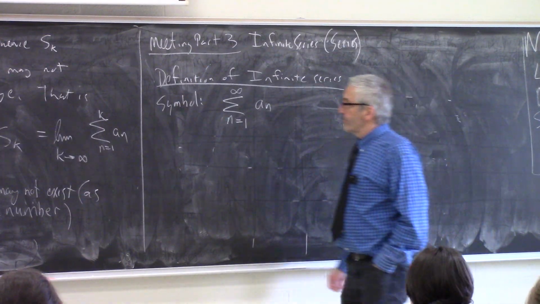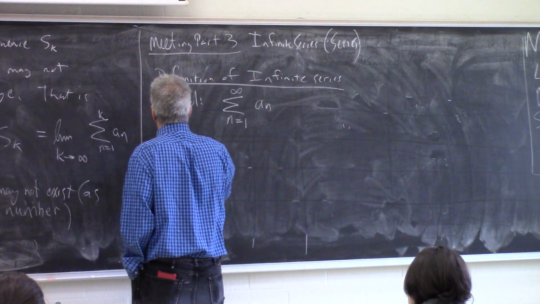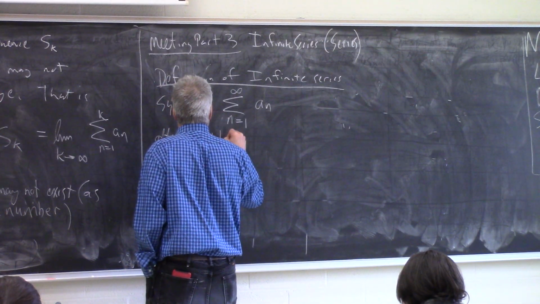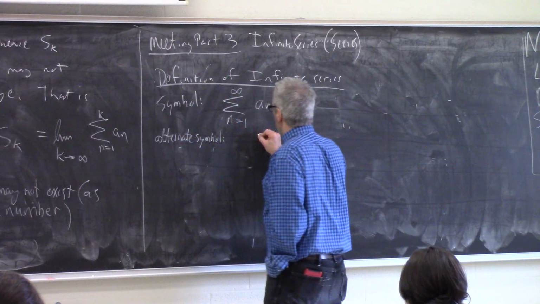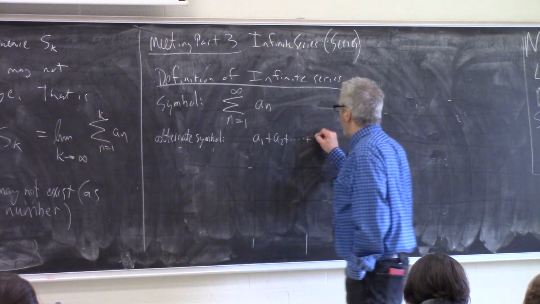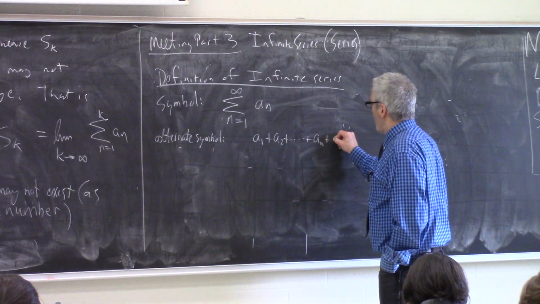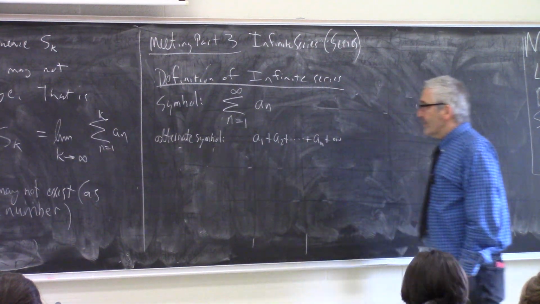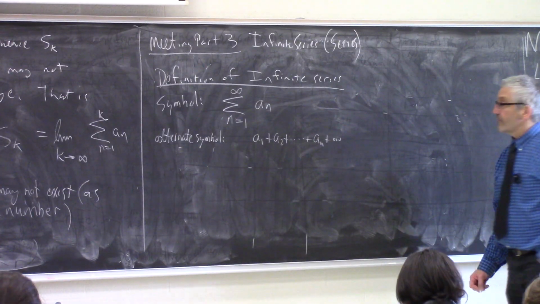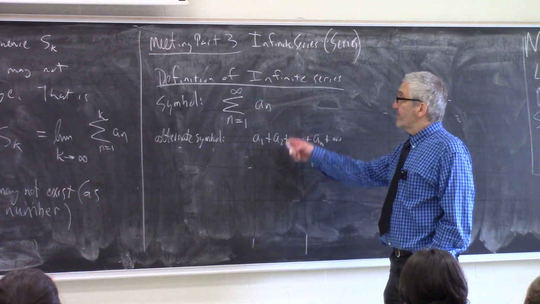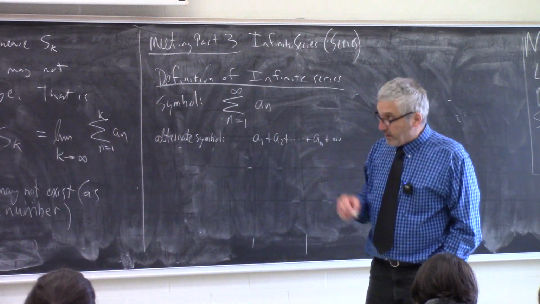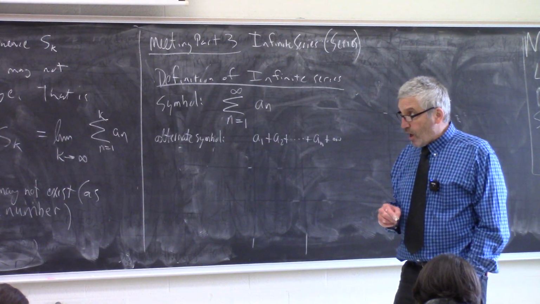And another symbol for this is this: A1 plus A2 plus so on, all the way up to AN plus, and you just keep going. So it's an infinite list of terms, but in between the terms are plus signs. So it's terms of the sequence AN, but with plus signs between them. Remember, the sequence AN was way over there, and it had the terms of the sequence with commas between them.